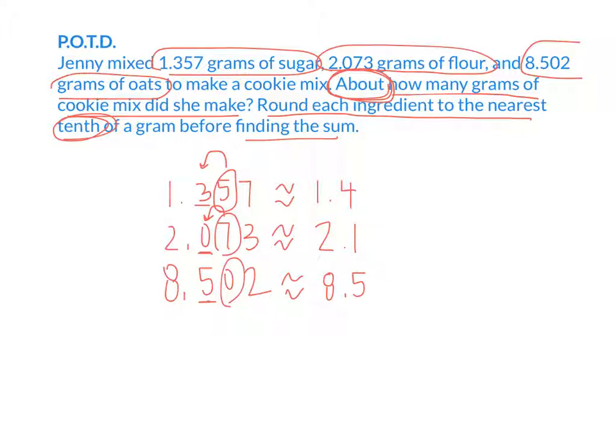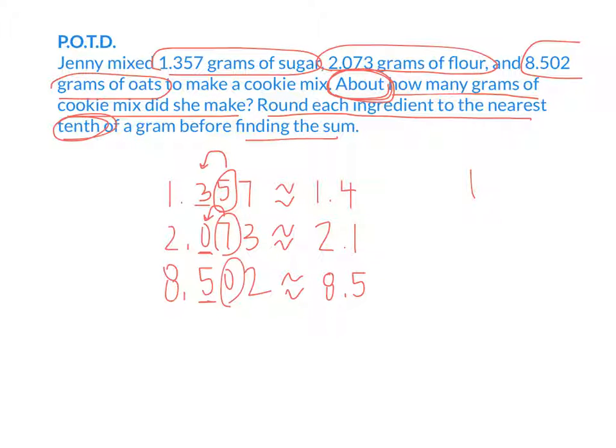Okay, I just rounded, so I think I'm done. Marvin, wait, before I think I'm done, what do I need to do? You need to make sure you answer the question. Right, so I need to go back and read the question again. So I have to read what I underlined. I underlined about how many grams of cookie mix did she make? Round each ingredient to the nearest tenth before finding the sum. So what do I need to do before I'm done?